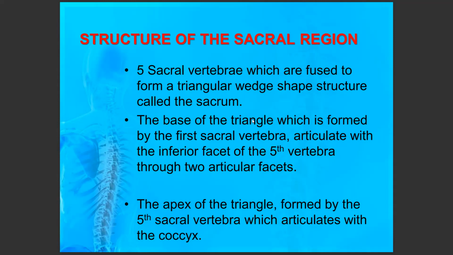The sacrum is made of 2 parts, the base and the apex. The base of that triangle is formed by the first sacral vertebra. It means the base is the top of the sacrum. It articulates with the inferior facet of the vertebra through 2 articular facets. While the apex of that triangle is formed by the 5th sacral vertebra, which articulates with the coccyx.